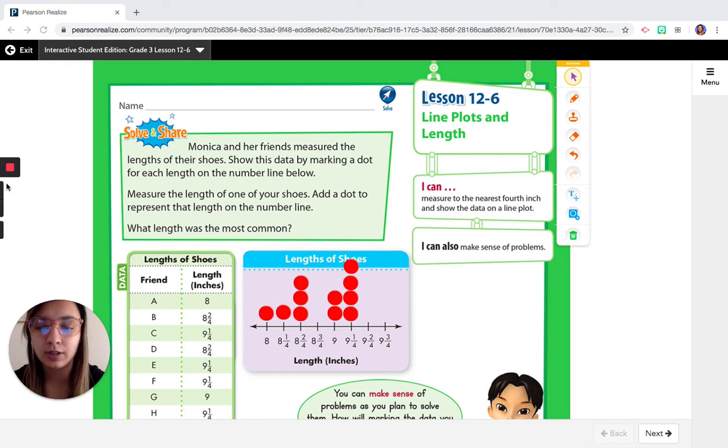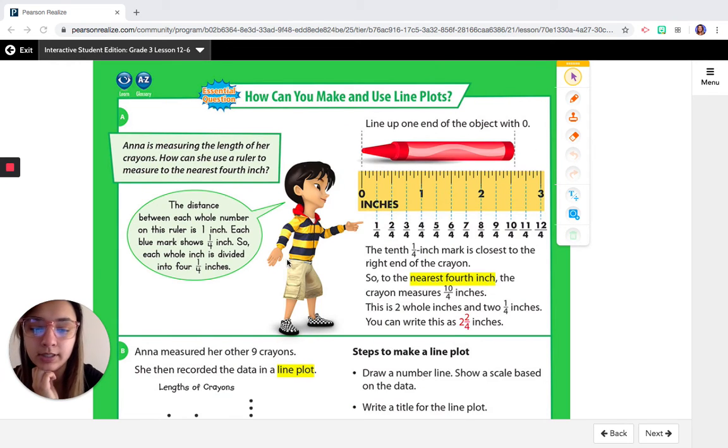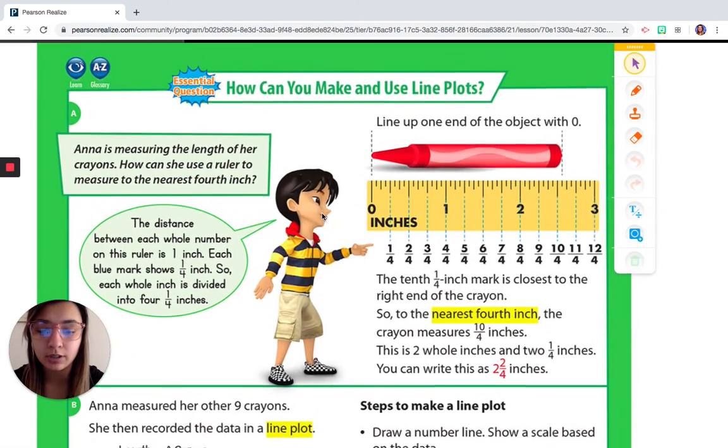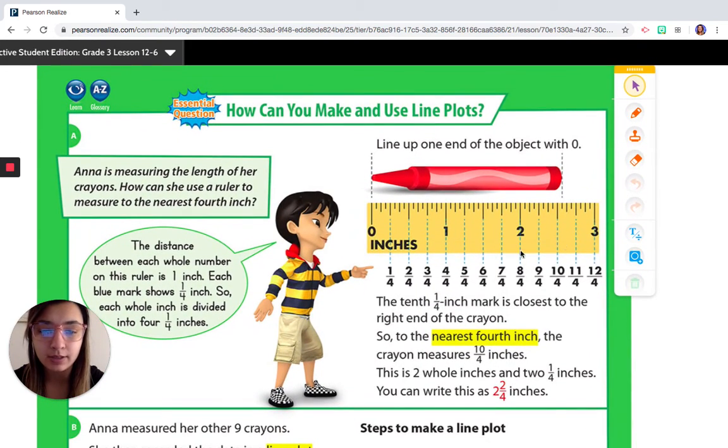So I'm going to go to the next page. So we're just going to take a look up here at the essential question, and we are going to look at this ruler right here because I don't have one on the screen. So it says Anna is measuring the length of her crayons. How can she use a ruler to measure to the nearest 4th inch?